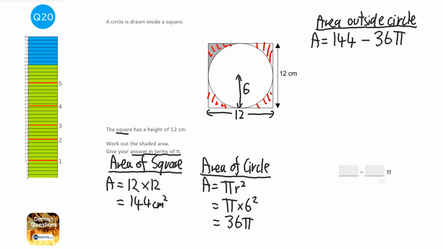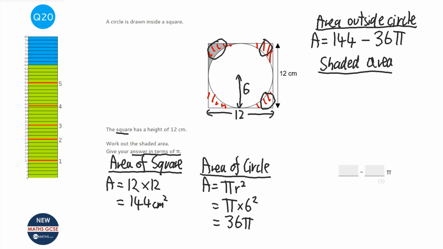Okay. Now to work out the shaded area, which is what the question asked for, looking at that, we've got 4 parts. We've got this part, this part, this part, and this part. And all 4 of them are equal, and we only want one of them. So, to work out the shaded area, we get our answer from before, and we divide it by 4. So, we're going to divide the 144 by 4.